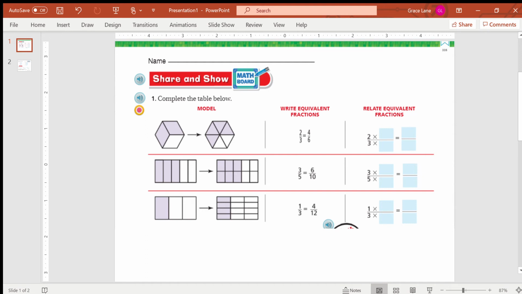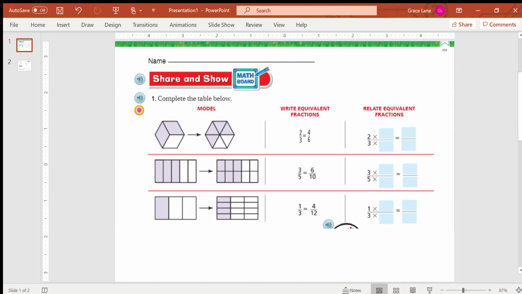Go ahead and find your math journal, your new math journal. We're going to be working on page 335 today. Once you get to page 335, go ahead and look at the share and show portion of this. You guys can go ahead and try these on your own if you want. It says complete the table below.